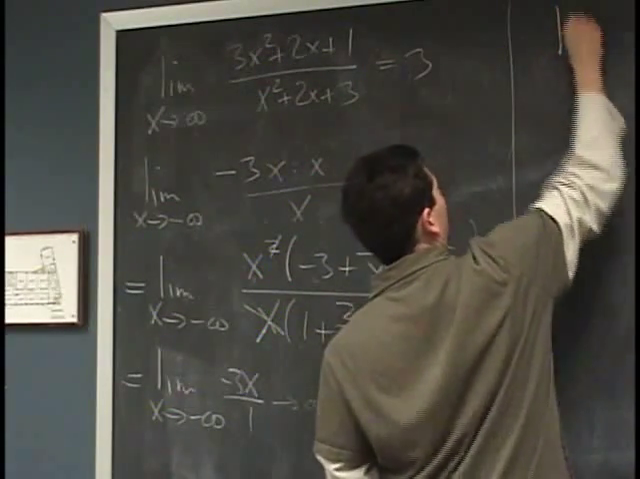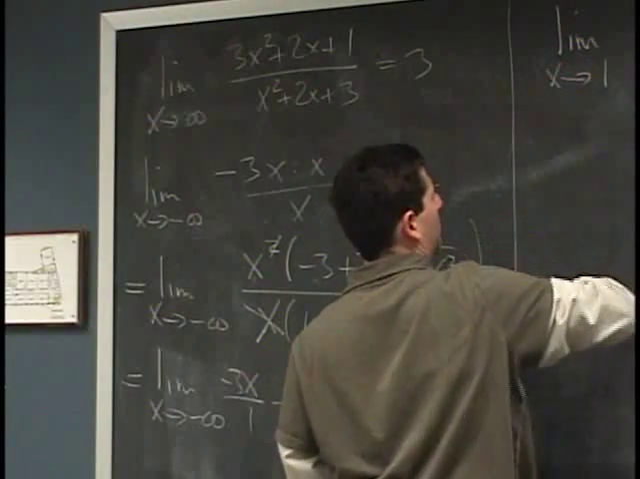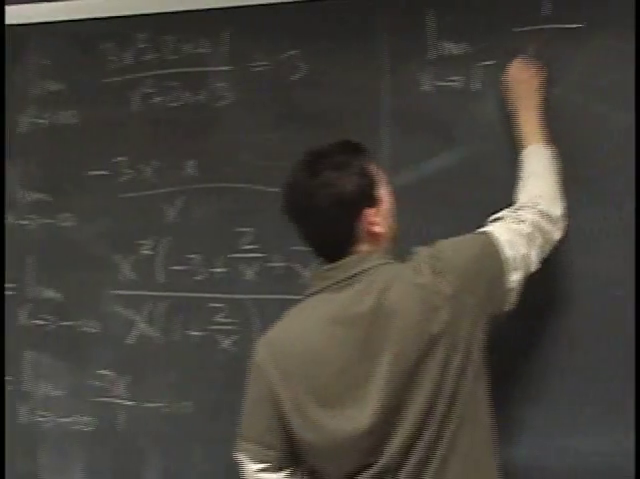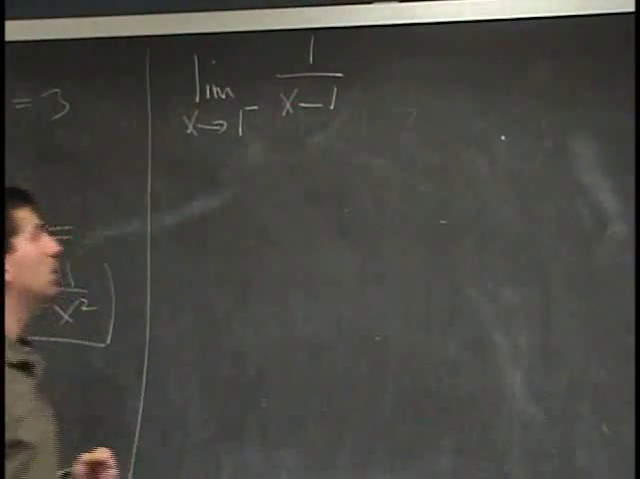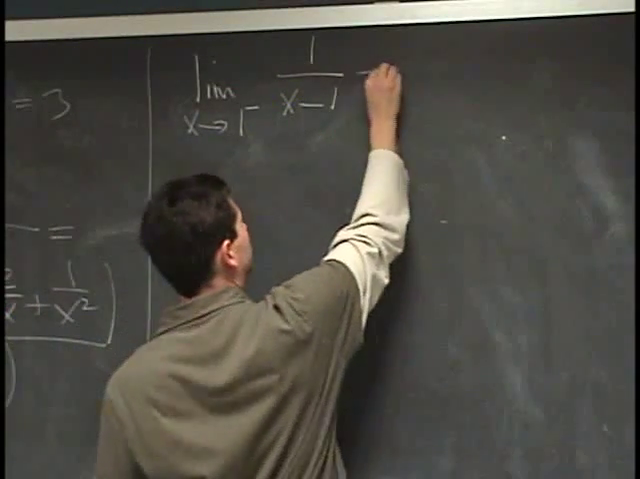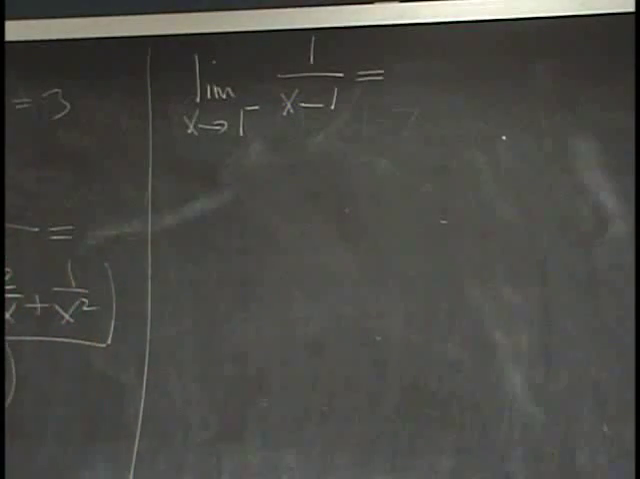Let me ask you a question. What's the limit as x goes to 1 from the left of 1 over x minus 1? So 1 over 0, which is... Anybody want to throw out a guess?